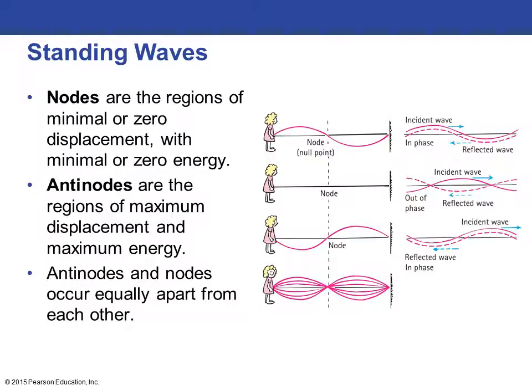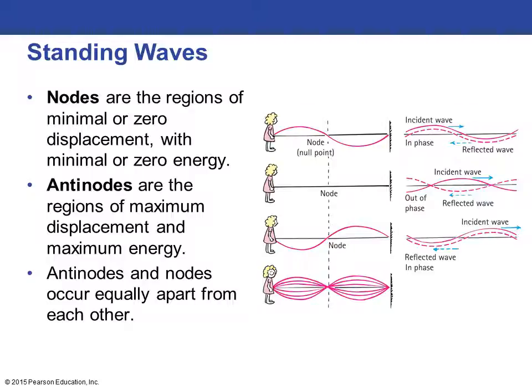Nodes are the regions of minimal or zero displacement with minimal or zero energy. As you're shaking that rope back and forth, there's going to be a place in the rope where the rope does not move up and down. Your wave is making this motion as it's going back and forth, and the node occurs where there's zero motion. Now, if the incident wave going in and the reflected wave cancel each other out, you actually have a node all the way along, so you're going to have no movement in your rope all the way along.